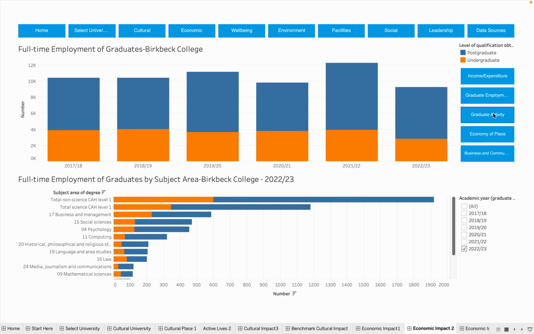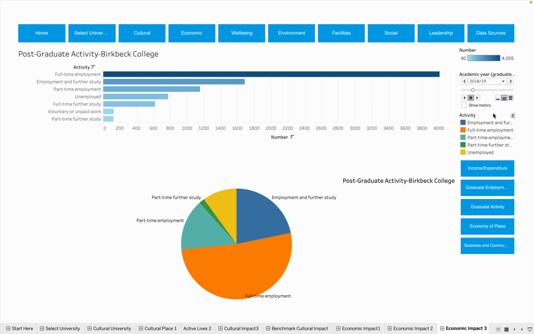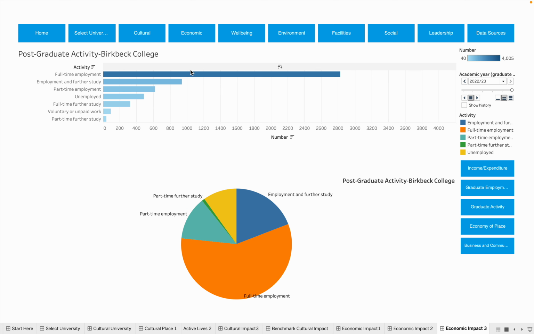Okay, let's see. Next, we want to have a look at postgraduate activity. What are the graduates doing? Are they in full-time employment? Majority of them are. And which year am I looking at? I can see the year I'm looking at here. Let's say I want to have a look at more recent numbers. They're in full-time employment, employment and further study, part-time employment, and there's a chunk here for unemployed. And here I can see the same information in a pie chart that shows me the slices relative to others.